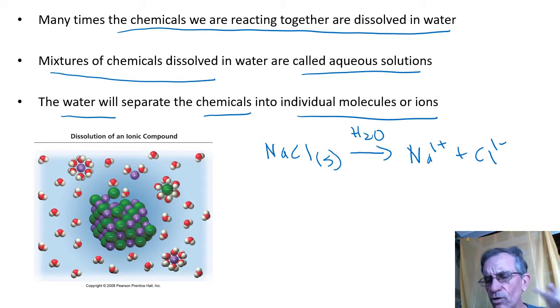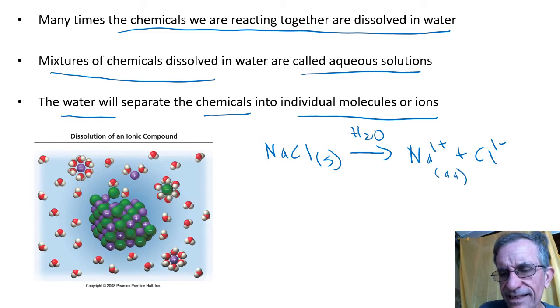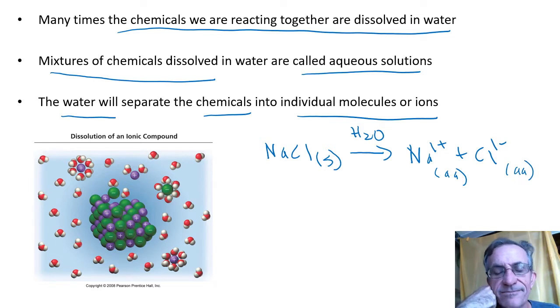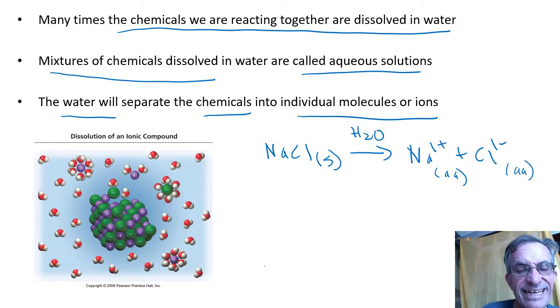So when they are broken apart and when they're dissolved in water, we would say they're not a solid anymore, it's dissolved. So they're aqueous now. That's the way we would call it in chemistry land. It's aqueous. So this diagram on the left is showing you that process.